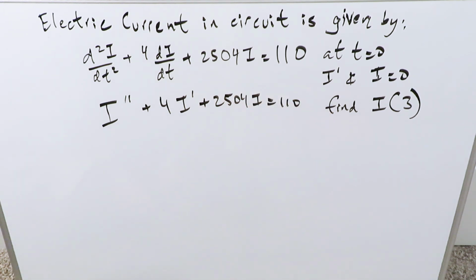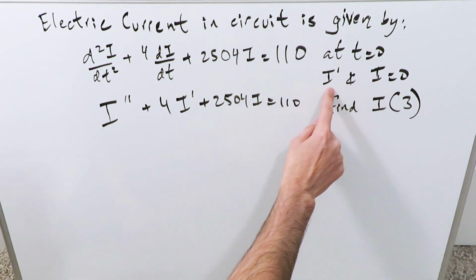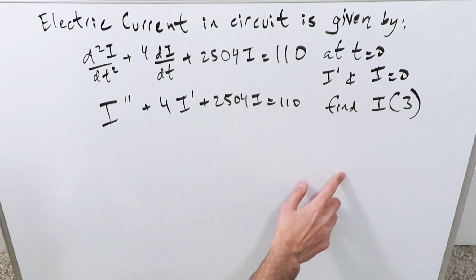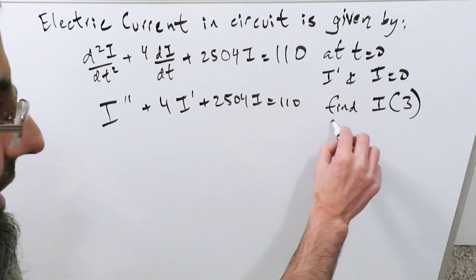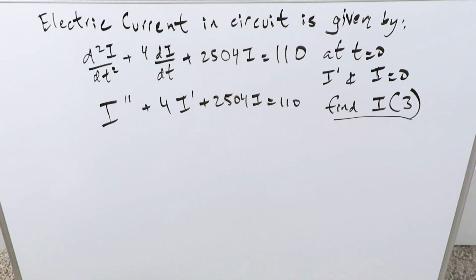We have boundary values. At time t equals 0, the current is equal to 0, but the first order derivative is also equal to 0. We have to find the current at time 3 seconds. That right there is our question. As you can see right here, find I(3).